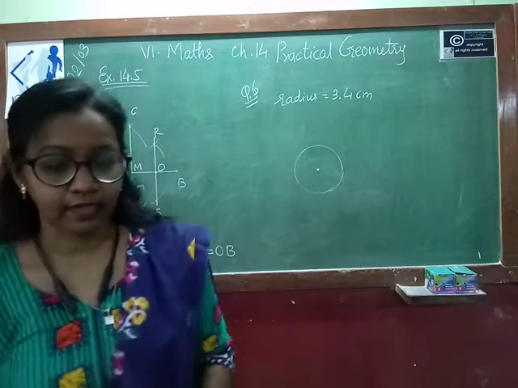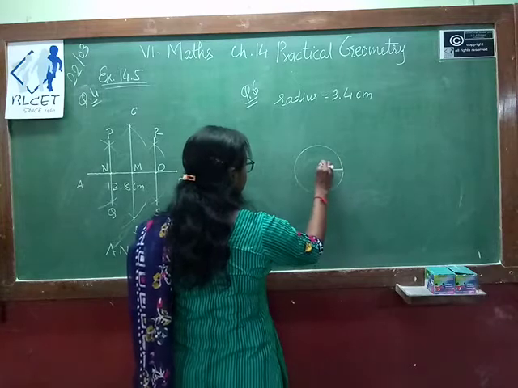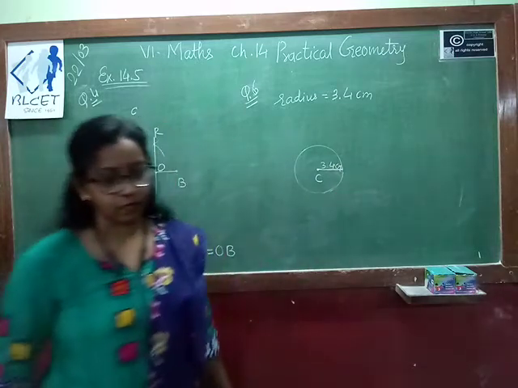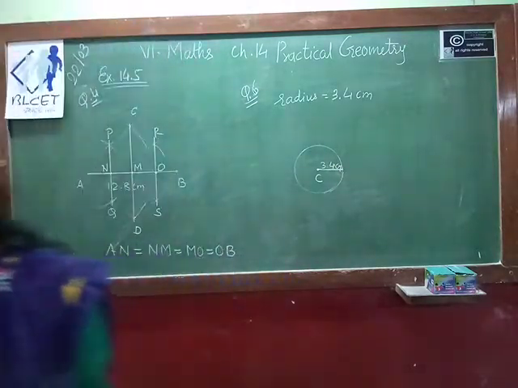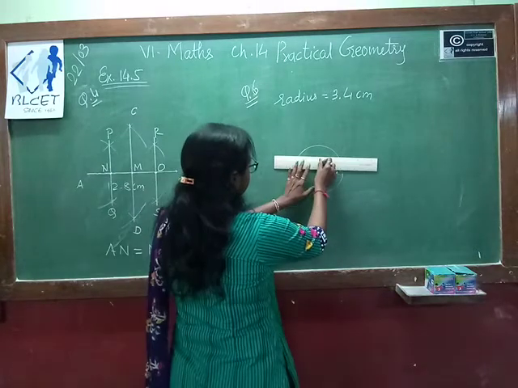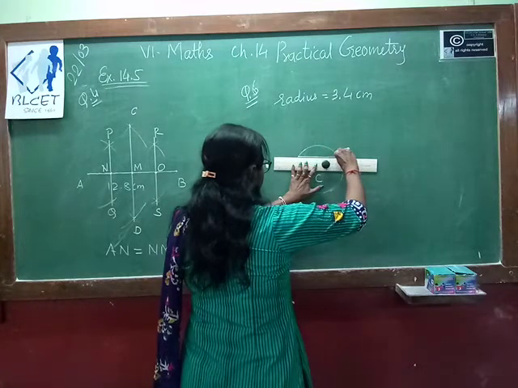After drawing a circle, this is your C, the center, and 3.4 is your radius. What we have to do now? We have to draw any chord on this. So we draw a chord. This is your chord AB. Of any measurement we can draw.